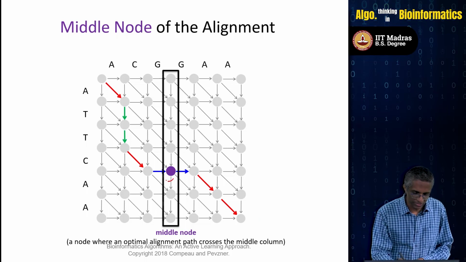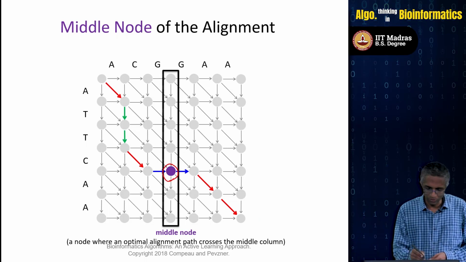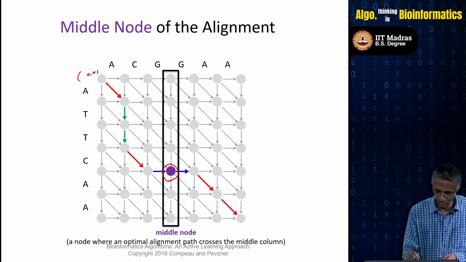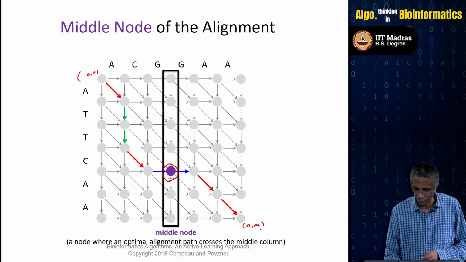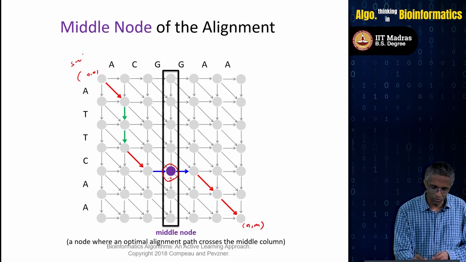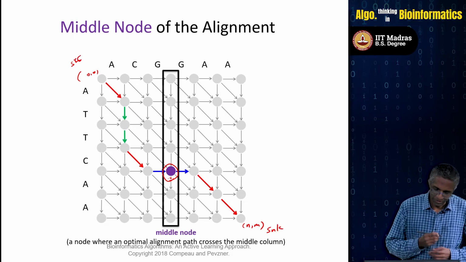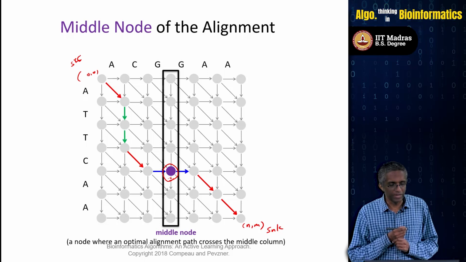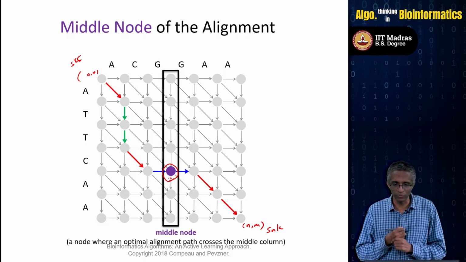If someone tells us that this is the best node, then we can run one subproblem that looks at this as the source node and this as the destination node, and similarly another subproblem which looks at this as the source node and this as the destination node. So this is the overall source and this is the overall sink, and knowing this would help us break it down into two subproblems. And will this help us save space? That is the question we are going to ask.